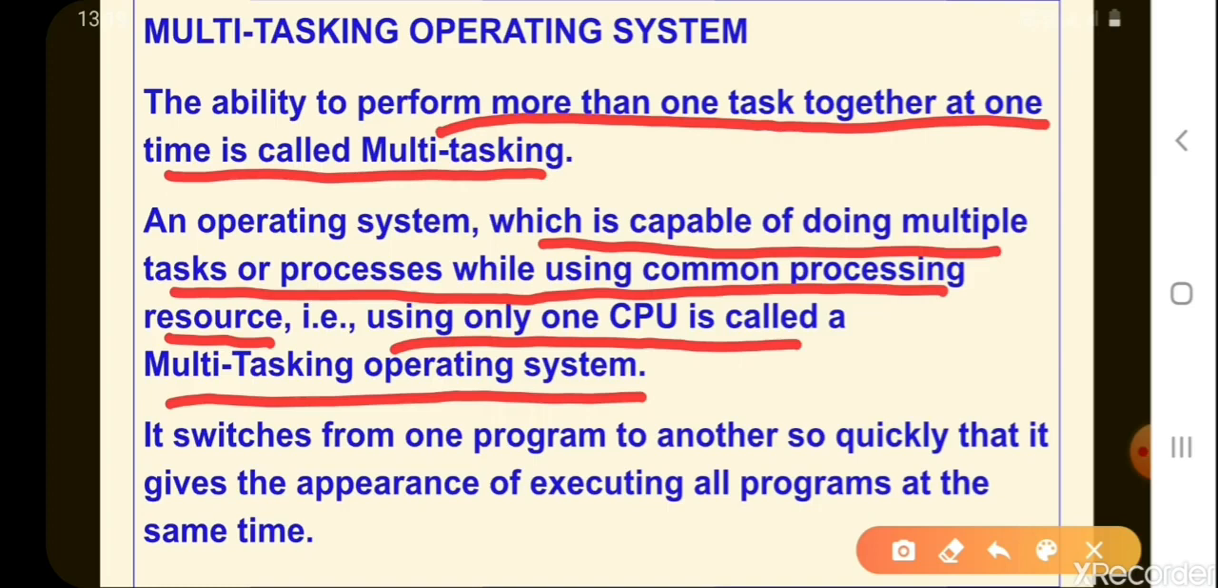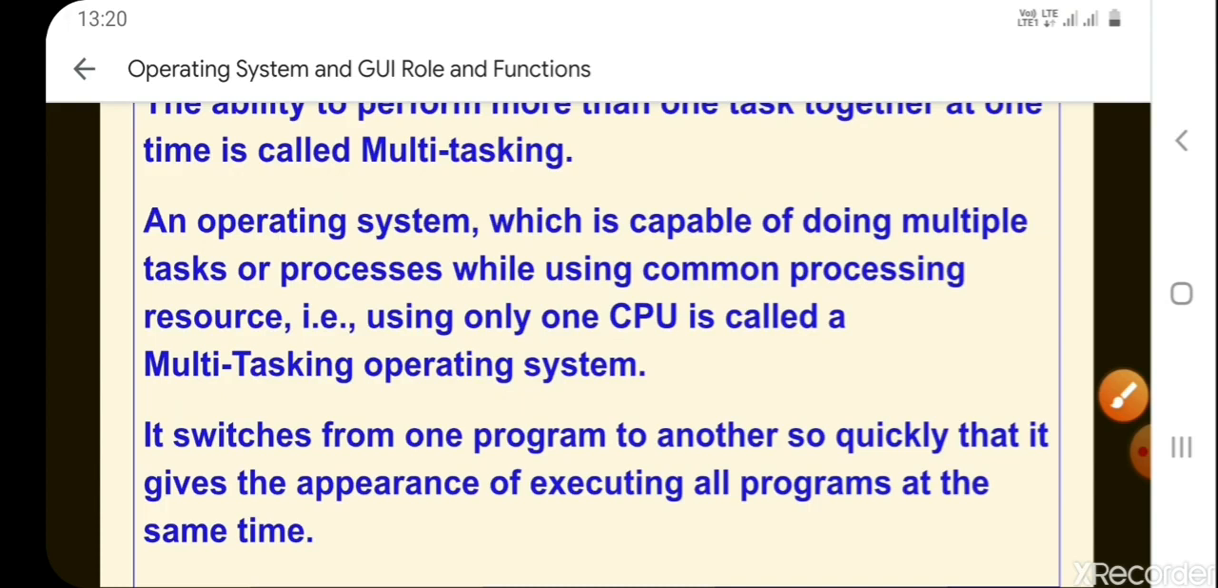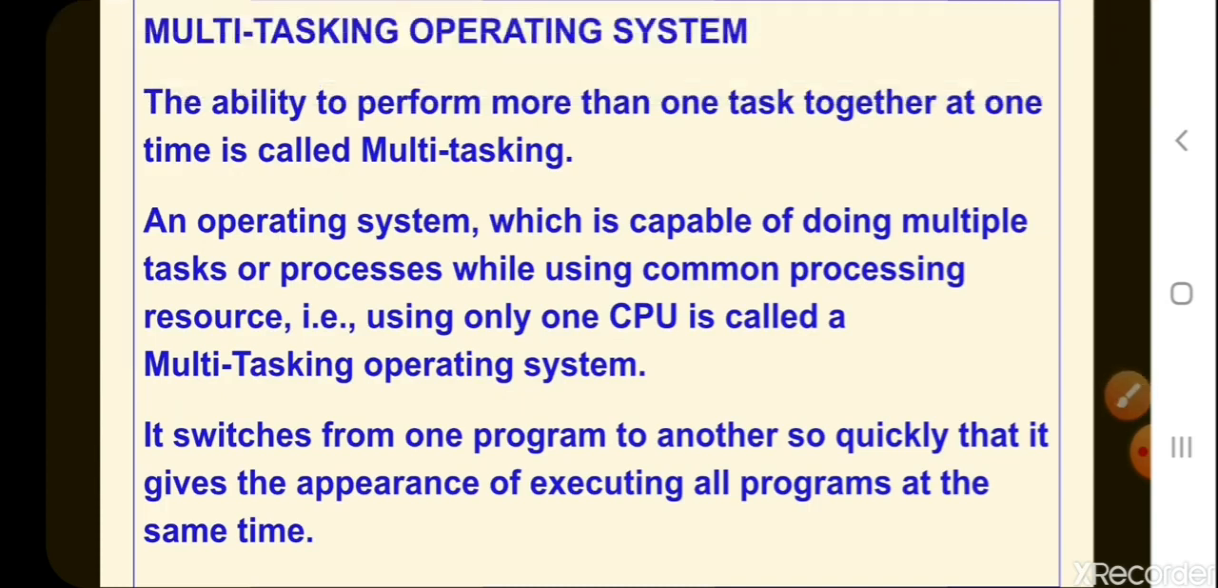Actually, the operating system handles one task at one time only, but it gives a very short time to a single process, so short, in a matter of nanoseconds, that it creates an illusion that multiple tasks are running together. It switches from one program to another so quickly that it gives an appearance of executing all the programs at the same time. These types of operating systems are called multitasking operating systems.